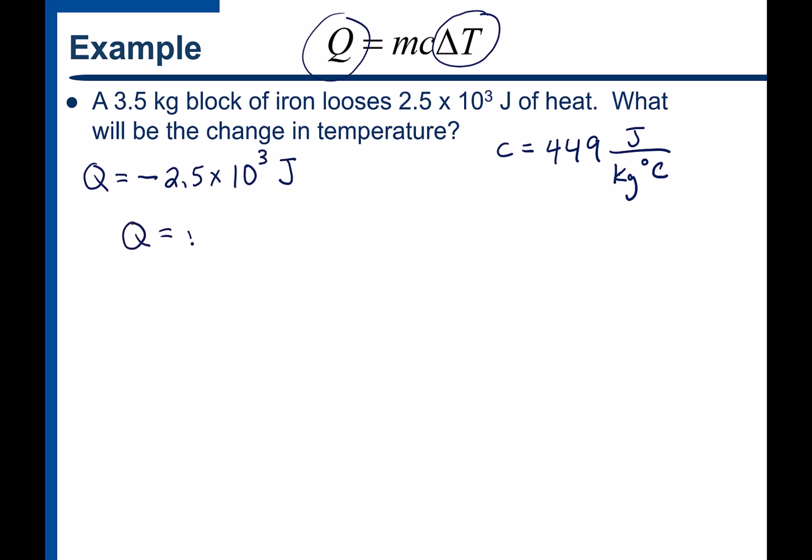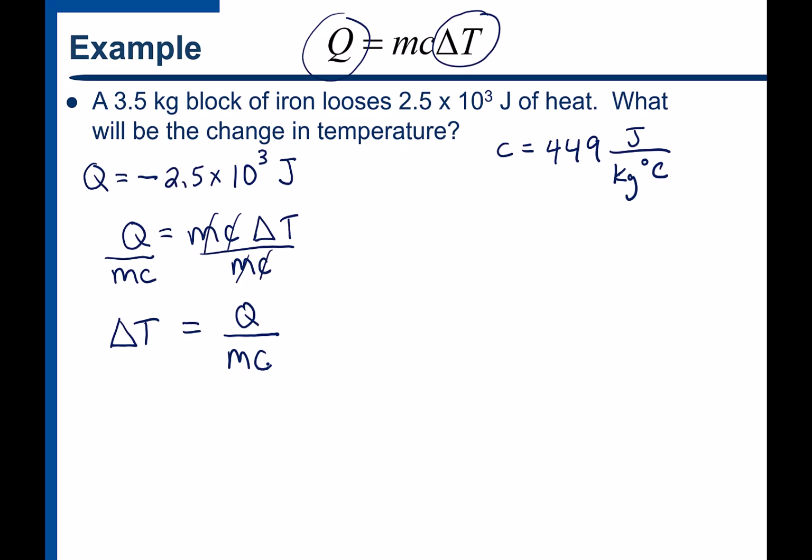Q is equal to mc delta T. And since I want to solve for delta T, I'm going to divide both sides by mc. So the m's cancel out and the c's cancel out. And you'll notice that I get that delta T is Q over mc. So at this point, I can now plug in the numbers.